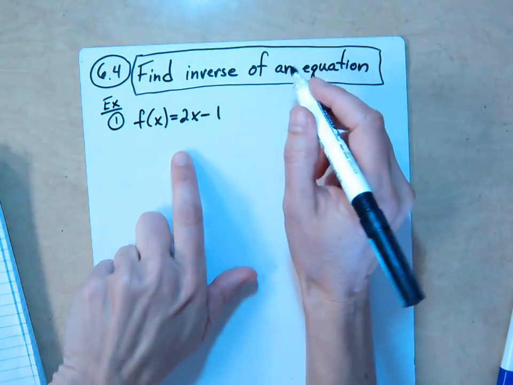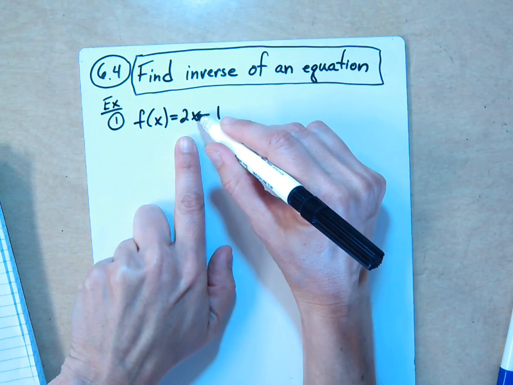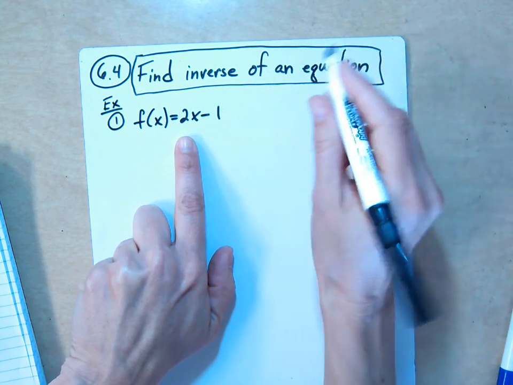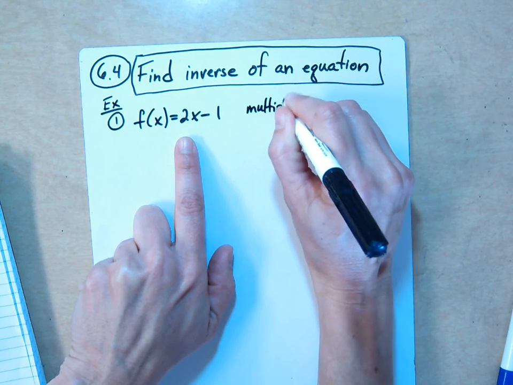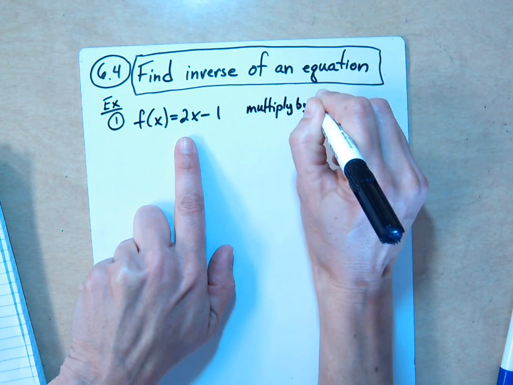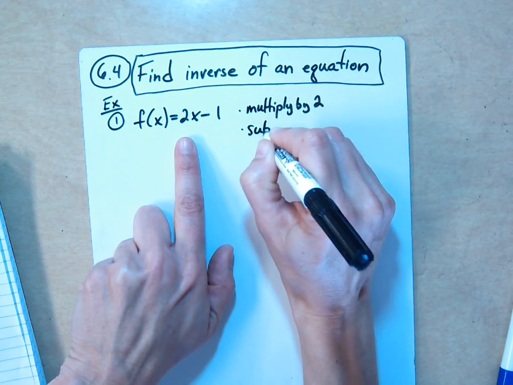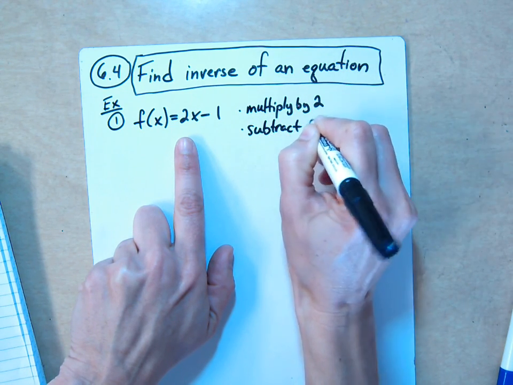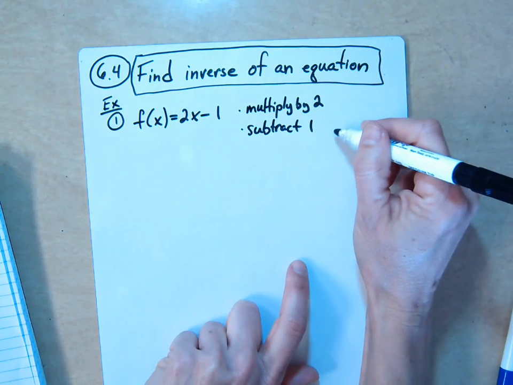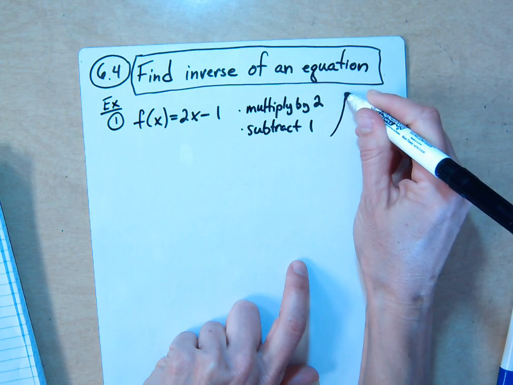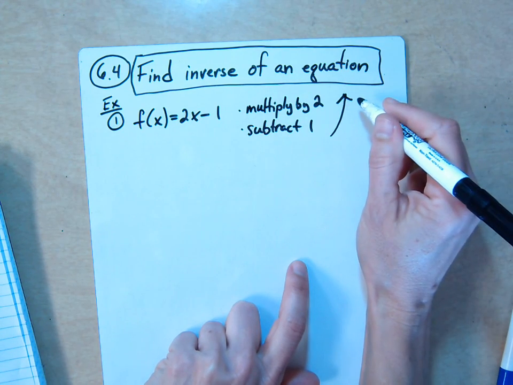What's happening here is that following PEMDAS, you're taking a number, you're multiplying by 2, and you're subtracting 1. If I write out what the steps are: multiplying by 2, and then subtracting 1. So to find the inverse, what you want to do is go the opposite direction and do the opposite.